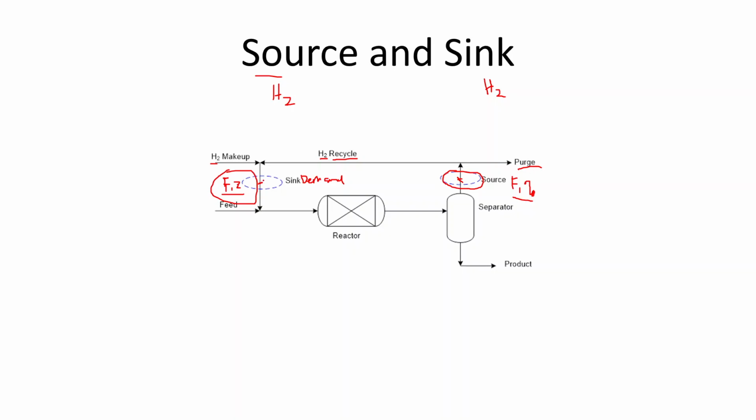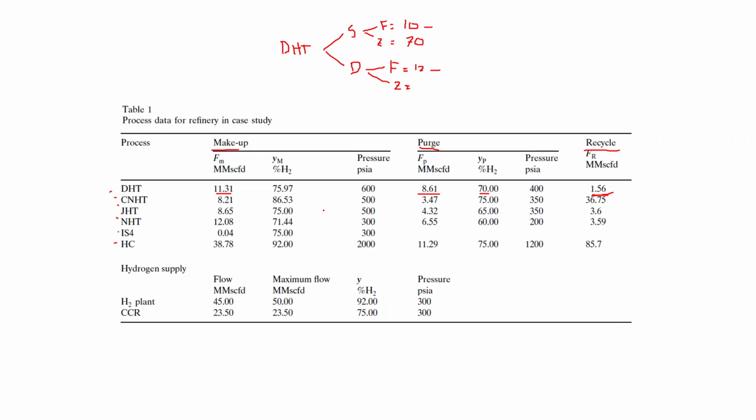So it's not simply addition. You have the hydrogen makeup flow rate, you know the hydrogen concentration, and then you have the hydrogen recycle flow rate and the hydrogen concentration of the recycle stream, and then calculate the hydrogen concentration in the demand stream. So what to do? Times the flow rate times the concentration, and then add up.